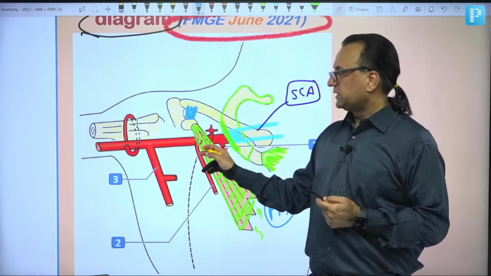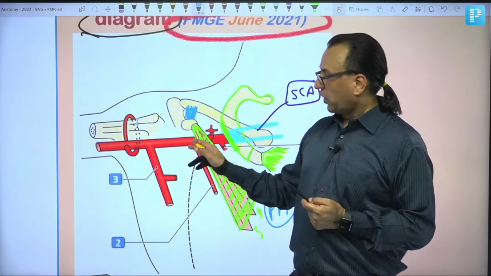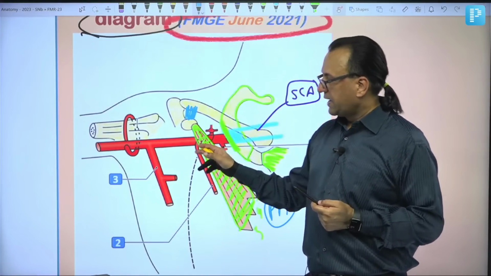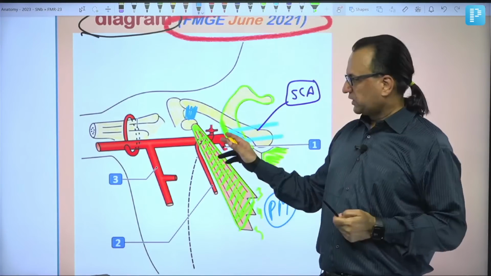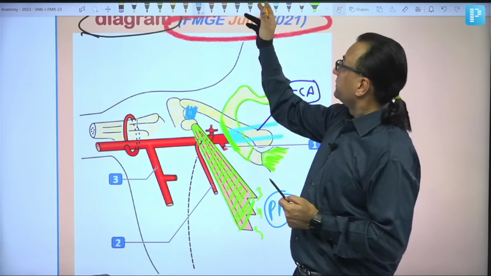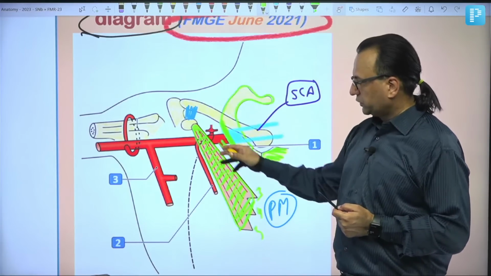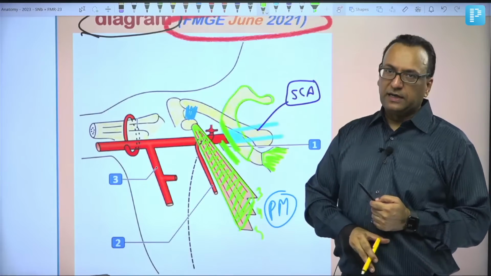Anyway, so pectoralis minor muscle is now dividing the artery into three parts: proximal to the muscle, deep to the muscle, and distal to the muscle. So, first part, one branch. You can see here, this is one branch from the first part of axillary artery.